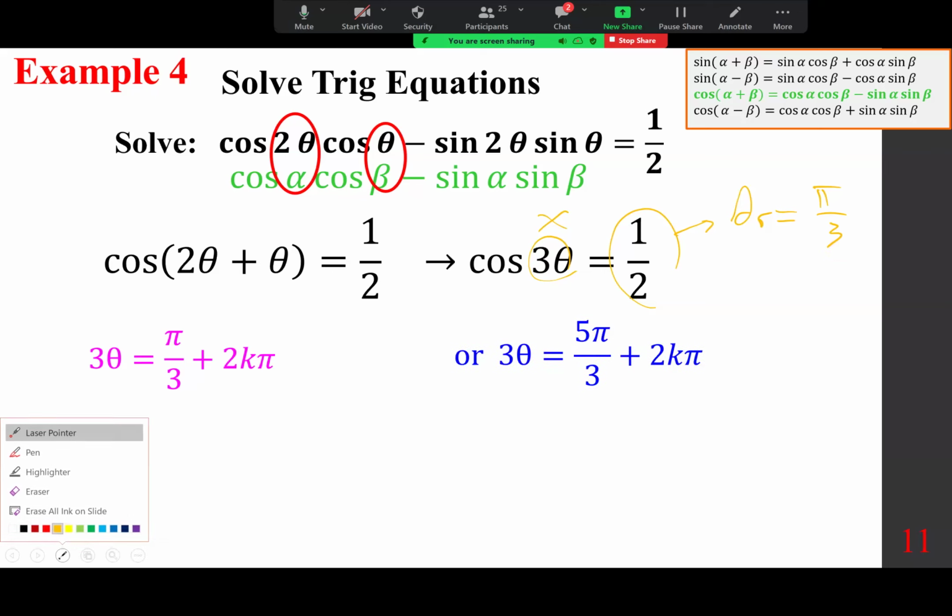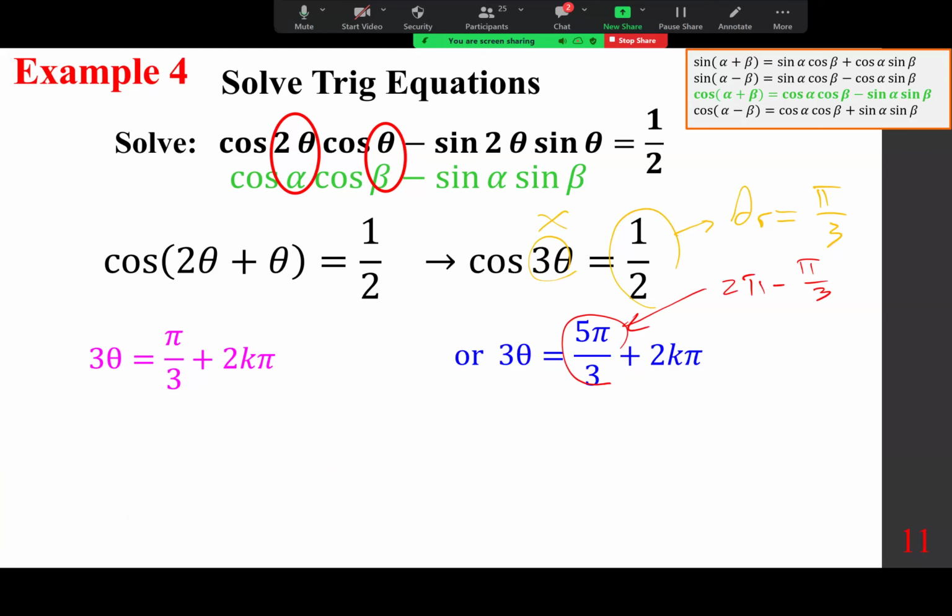How do we get this? Again, I want to make sure we understand this one. You get 2 pi minus the reference arc, because it's in the fourth quadrant. That's why. Now, why are we adding 2k pi? Because it's a multiple angle, everybody. So you divide by 3, this becomes pi/9, this becomes 2k pi/3, the same thing here, and this becomes 5 pi/9.